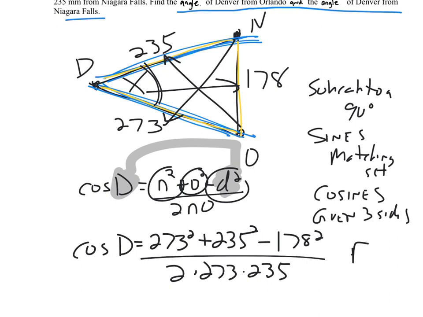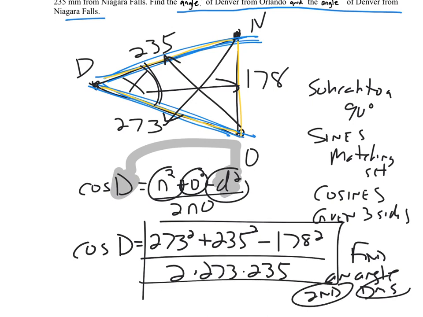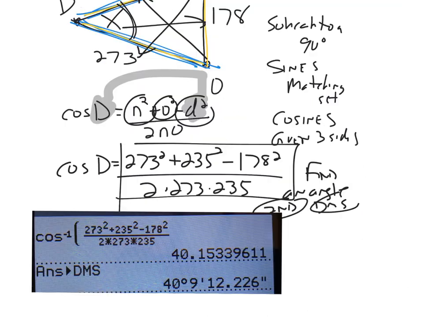Here I'm finding an angle, which means I'm going to have to press the second button and then also DMS for my answer. So I'll type this directly into the calculator. So here the angle by Denver is 40 degrees and 9 minutes.